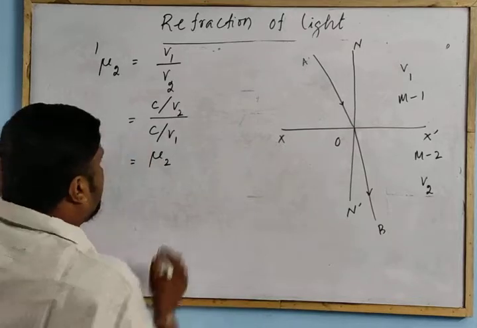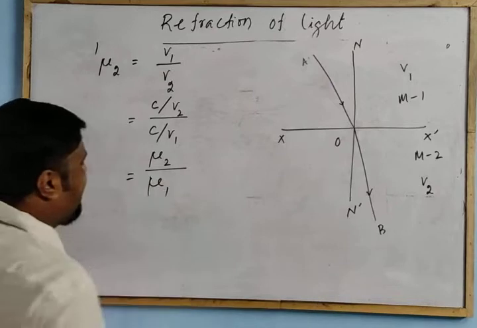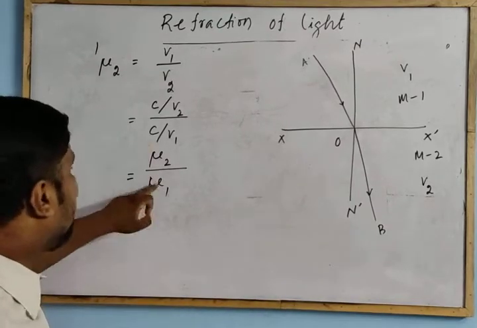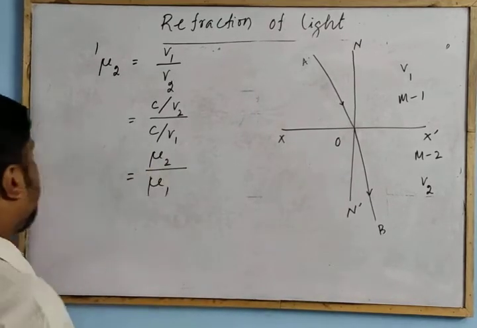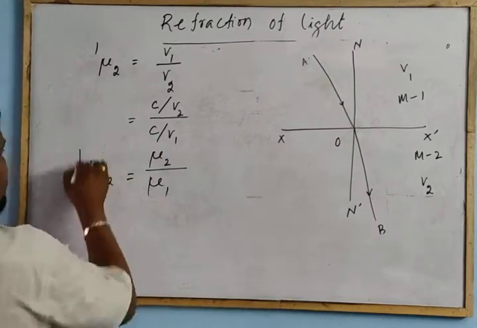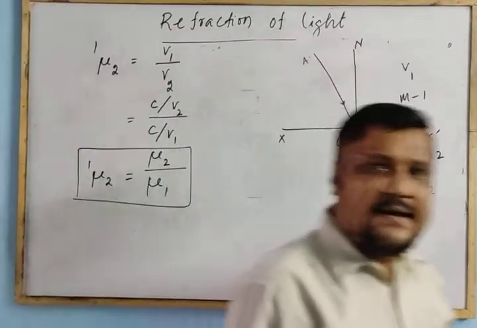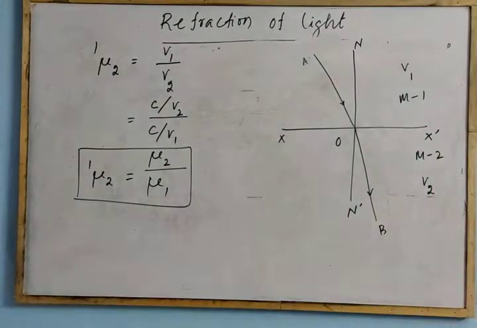So you can write mu2 divided by the absolute refractive index of medium 1 with respect to air, that is the absolute, so mu2 by mu1. So you can say mu21 is equal to mu2 by mu1. This is another relation. Clear? So see, this is another relation.